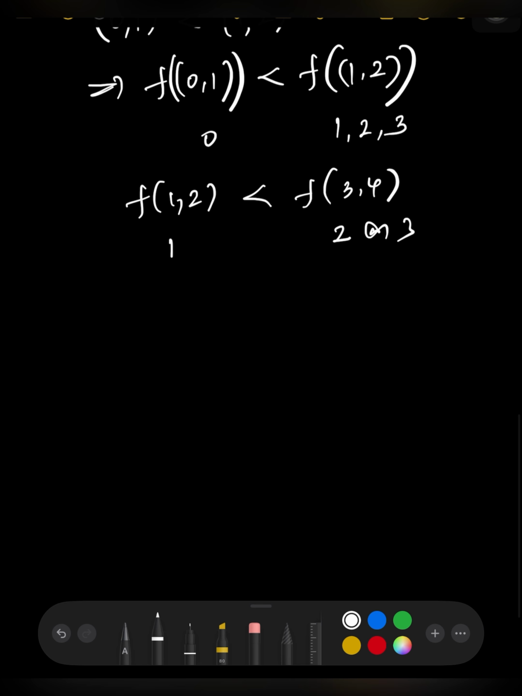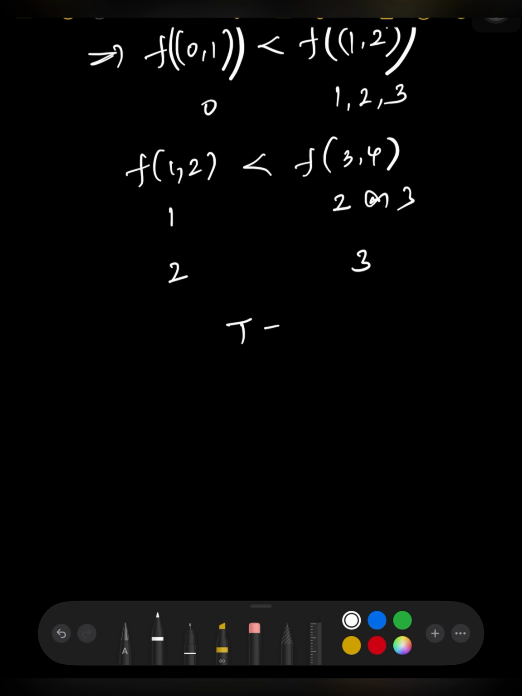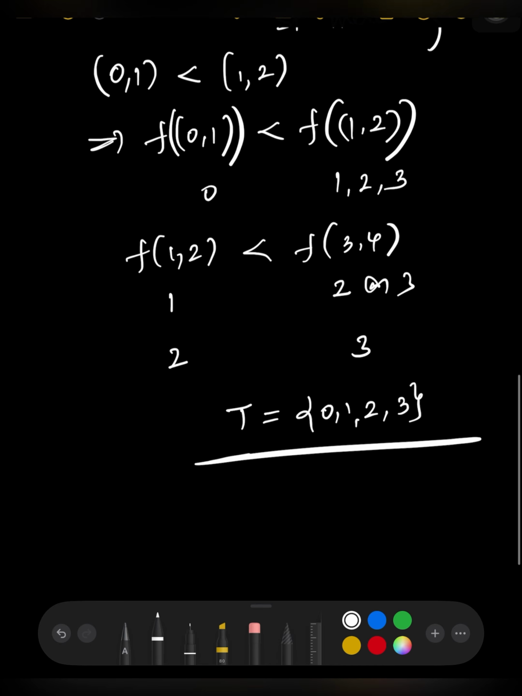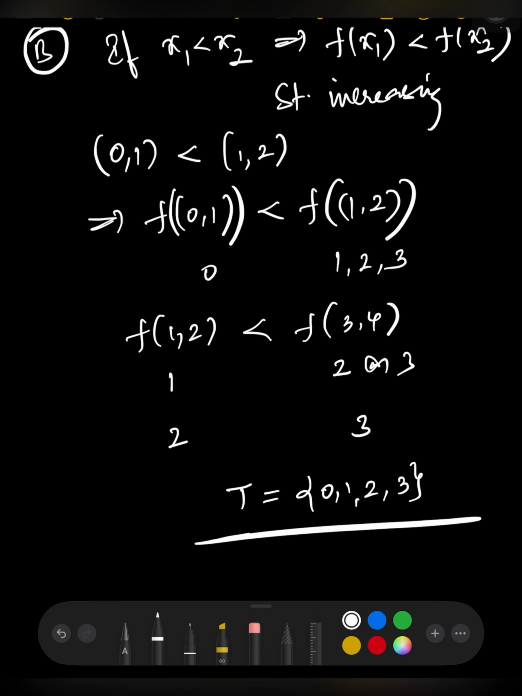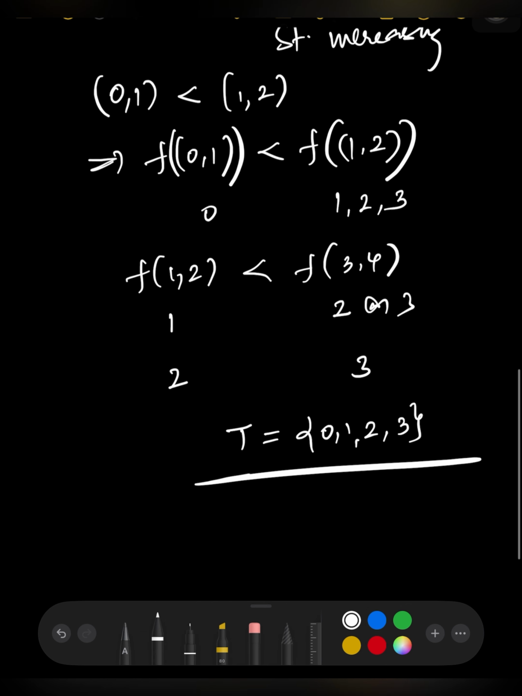Suppose the function value on the interval 1 to 2 is 2, then the function value on the interval 3 to 4 must be 3. So these are the only restricted possible cases, which is finite, because the second set T contains only the elements 0, 1, 2, 3. So there is no possibility of getting infinitely many strictly increasing functions from S to T, because these are the only possible cases we are observing here.